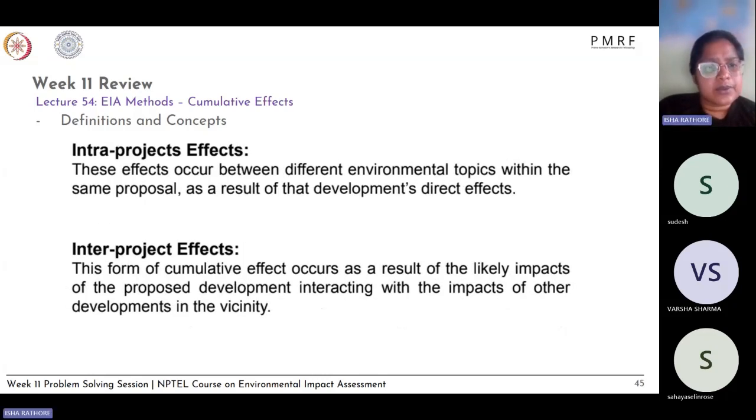Then we looked at intra-project effects, which are occurring within the same project. So effects occur between different environmental topics or parameters within the same proposal as a result of that development's direct effects, whereas inter-project effects are because of two different projects. You are getting an impact. So this form of cumulative effects occurs as a result of the likely impacts of the proposed development interacting with the impacts of other developments in the vicinity.